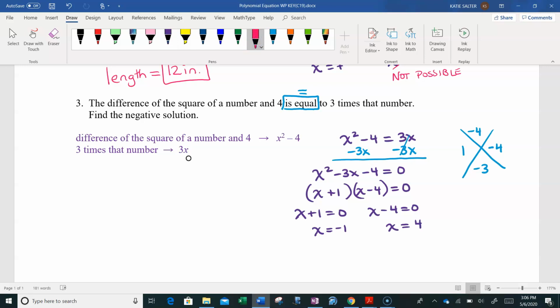Remember, with these problems, go back and reread the question. In this case, it says find the negative solution. So our final answer will just be negative 1. It would not want us to give the positive solution in the end. So be really careful about that when you're doing your Delta Math problems. Make sure that you read the question. If it says what are both solutions, then type both in. But most of them are going to say what is the length, what is the width, or what is the negative solution, what is the positive solution. So pay attention to that.